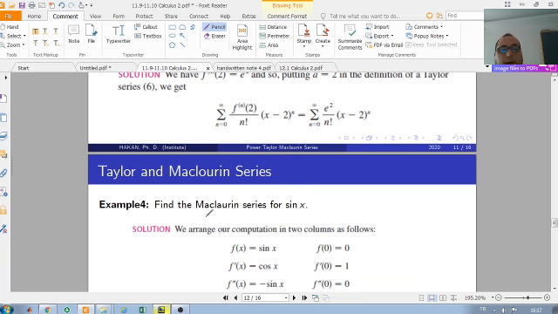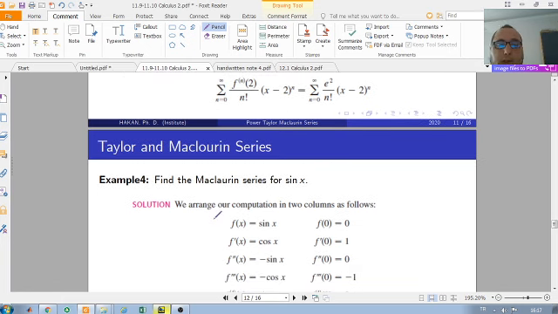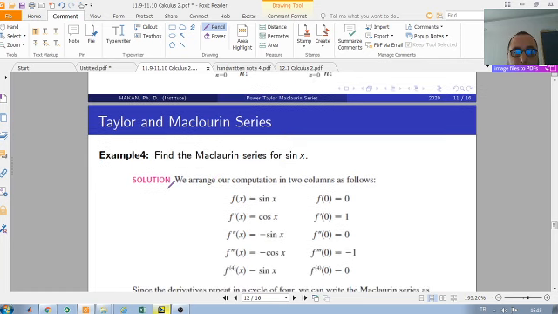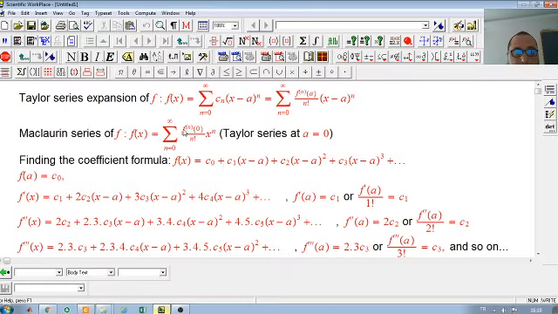Okay. So another important function is sine x. Let's find the Maclaurin series for sine x. We arrange our computation in two columns as follows. First, if you remember the Maclaurin series, we have to find a general formula for the nth derivative of f, and by writing 0 for x, we find the value of the nth derivative of f at 0, and we find the Maclaurin series of the function f.